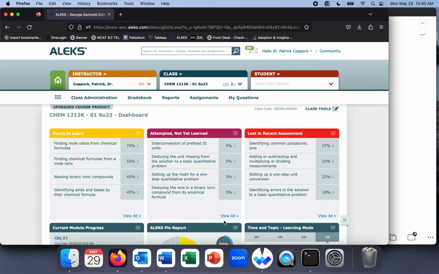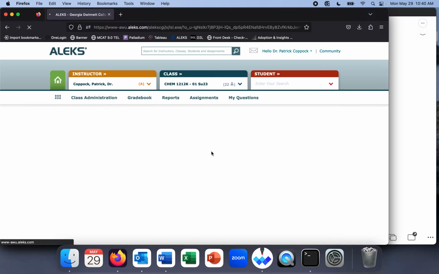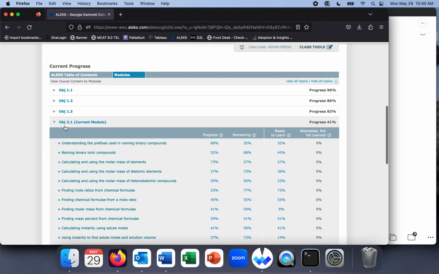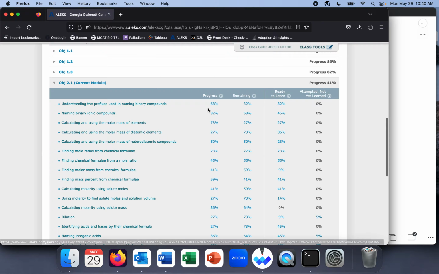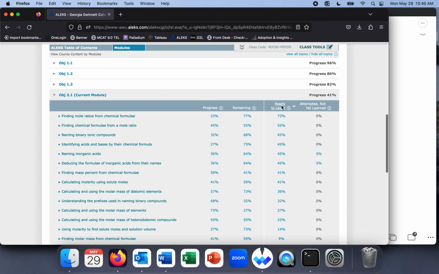Let me drive a little bit deeper. I'm going to click on View All, and here's the current module that we have, which is Objective 2.1, right? And here's all the topics that we have that are due tonight, right? A lot. Not as many as last week, but it's still a lot. I'm going to come over here and click Ready to Learn. See that? I'm now sorting from the top. There it is. 73% of the class is ready to learn that topic, okay?